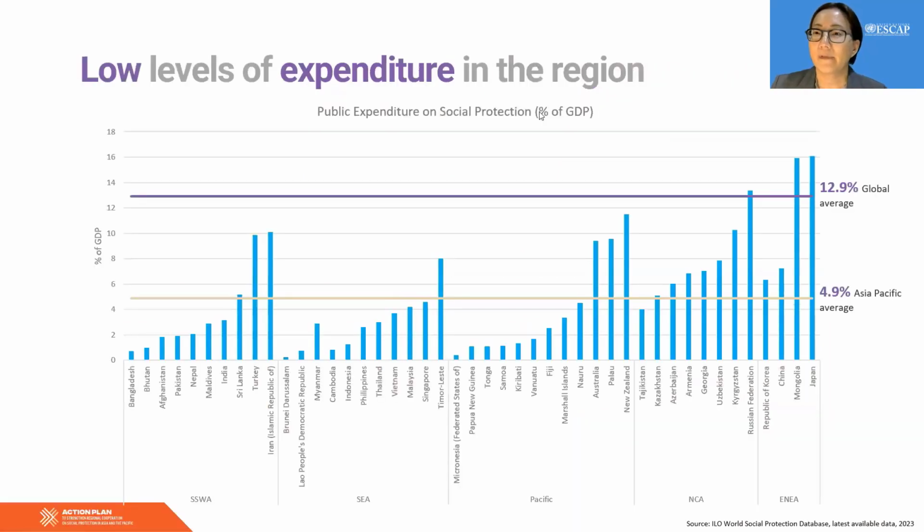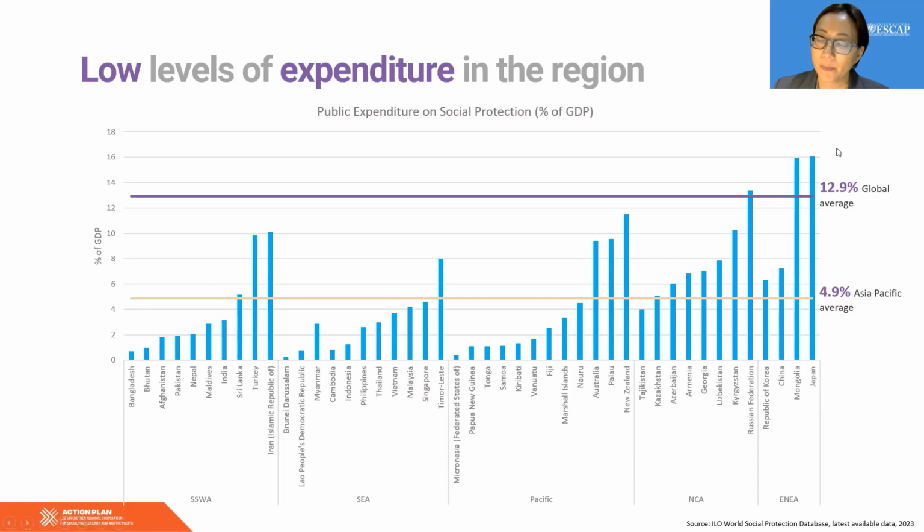Firstly, we see that we have very low levels of expenditure in the region. This has also been highlighted in previous presentations, with a large number of countries in Southwest Asia, Southeast Asia, and the Pacific spending less than 2% of their GDP on social protection. And this brings down the regional average expenditure on social protection to just 4.9% of GDP, far lower than the global average of 2.9% of GDP.